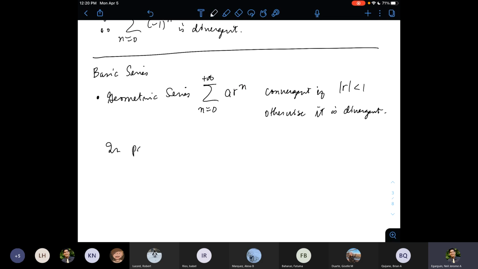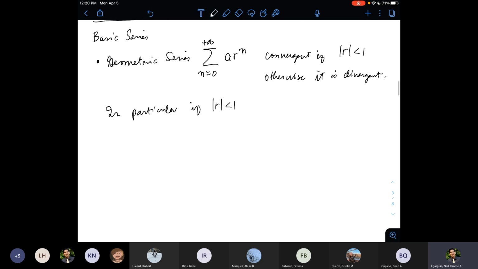Actually, in particular, if it is convergent, meaning the absolute value of the common ratio is less than 1, then the sum, or actually we have a formula for the sum. This would be equal to a over 1 minus r. Okay. So you need to identify what a is, the constant multiplier.